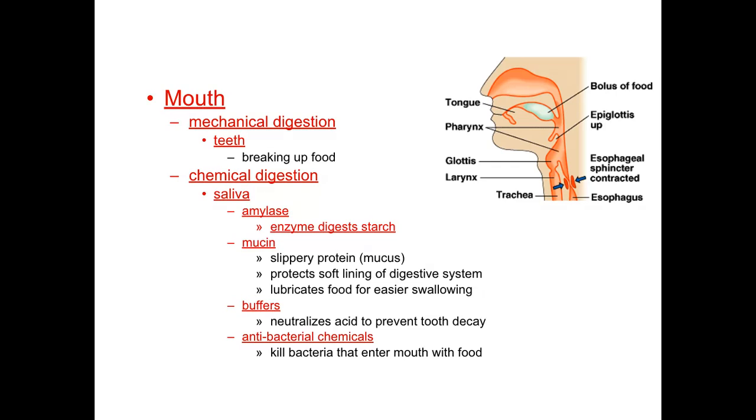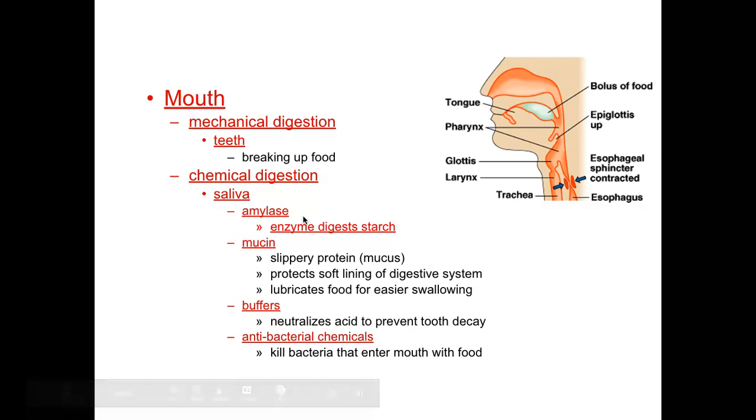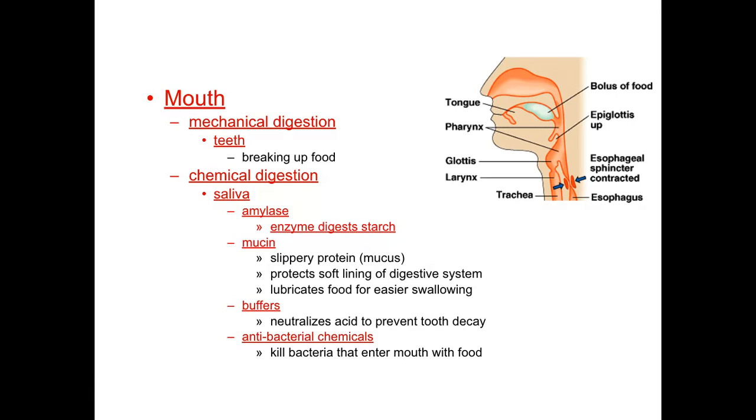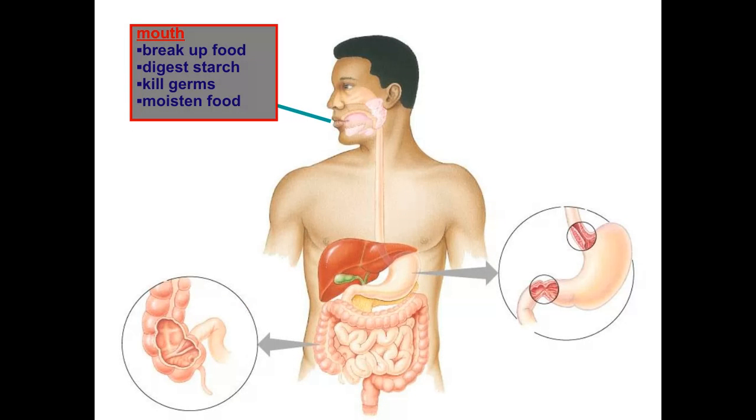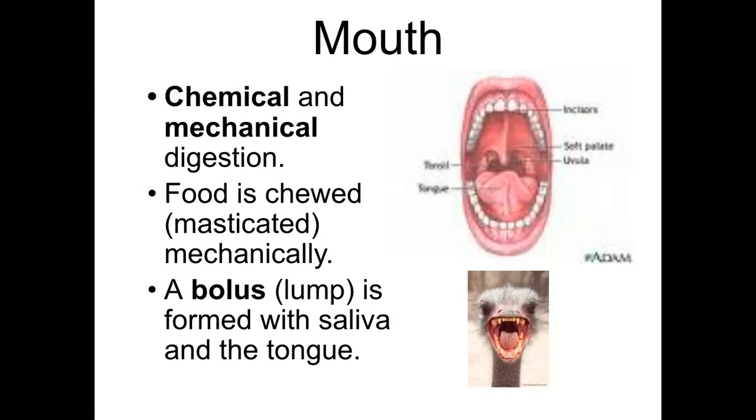Things like that. And then we have antibacterial chemicals in our mouth, which kill the bacteria that enter the mouth with our food. Not all of them, but a lot of them. So our mouth is hugely important and sort of the beginning, obviously, of digestion. It's breaking it up. It's deleting some of the harmful bacteria. It's adding chemicals to get the digestion process beginning, and it's softening and moisturizing the food to travel through our system. There it is again. Chemical mechanical digestion again.